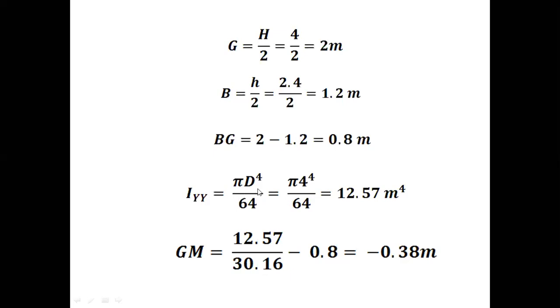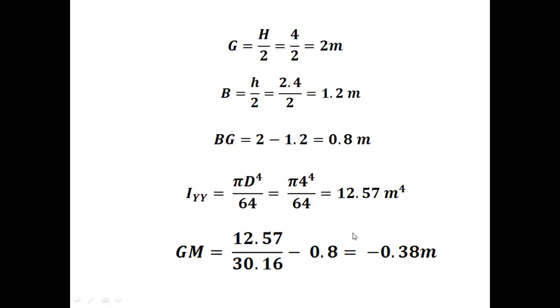That is pi d to the power 4 divided by 64, where I have substituted the d value, the diameter he has given is 4, and we have calculated the moment of inertia as 12.57 meter to the power 4. Therefore, substitute all these values in your metacentric height equation, that is Iyy divided by V minus BG, where Iyy I got is 12.57. The volume of the submerged body is 30.16 and the BG value is 0.8. Here, the metacentric height you are going to get is minus 0.38.